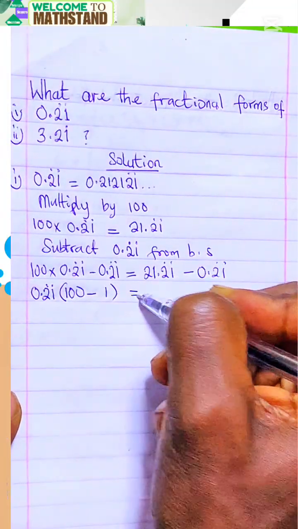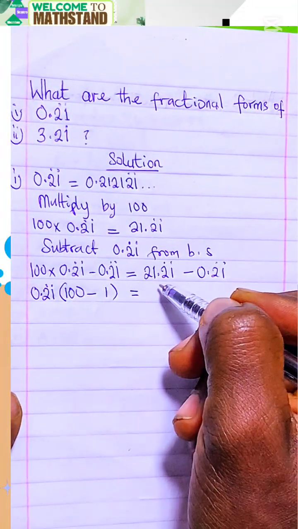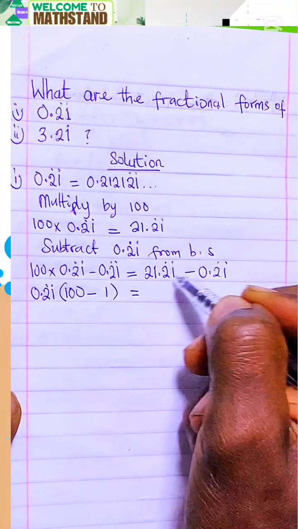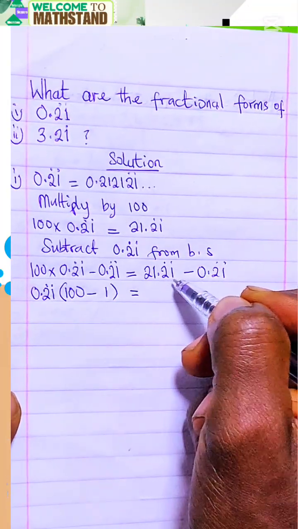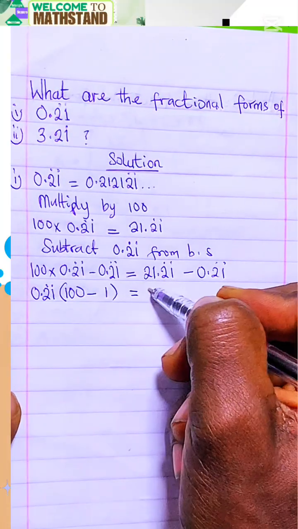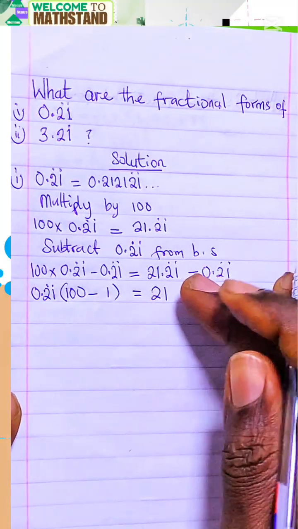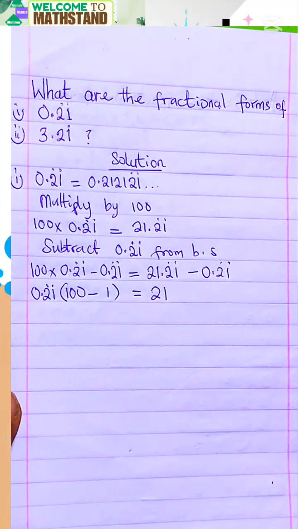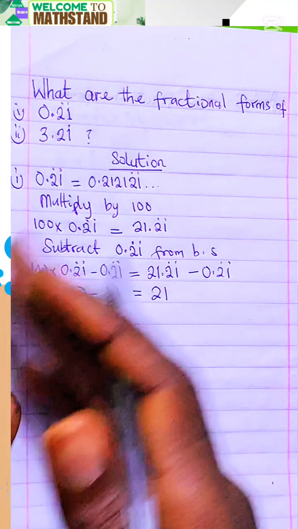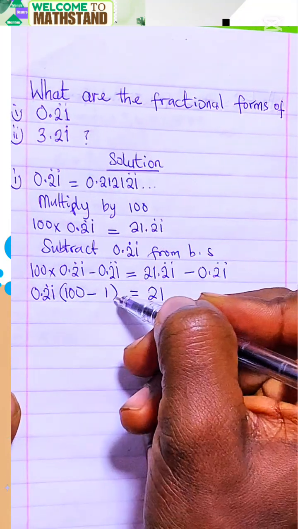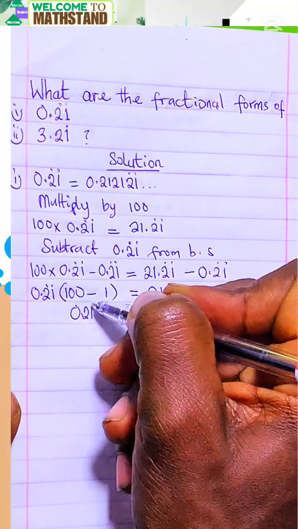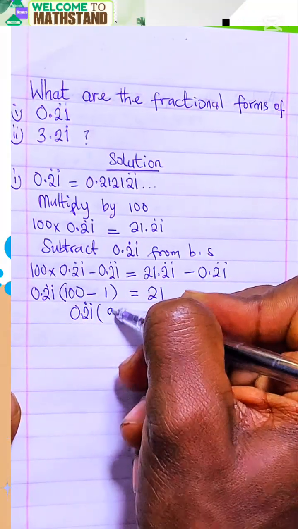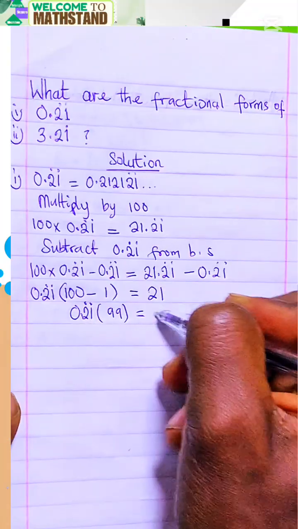So that's that. We now go to the other side here. So we can subtract this one. 21.21 minus 0.21, it's gonna be 21. So the repeated part has been kind of done away with. So we now continue. 100 minus 1 is 99, so we have 0.21 times 99 equals to 21.